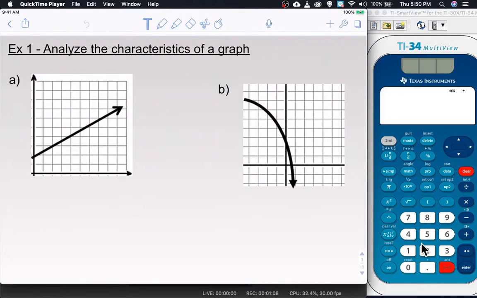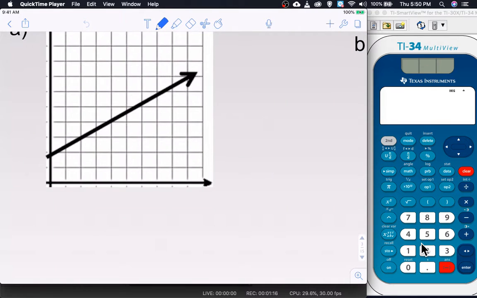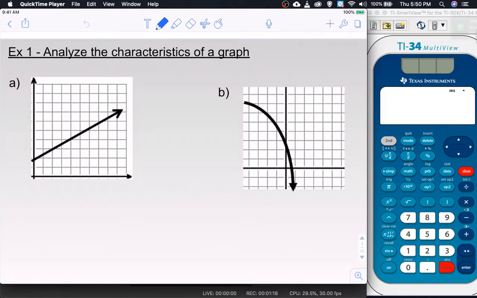So here we have a couple of graphs, and what we'd like to be able to do is describe what's going on in these graphs. So I'm looking at this first graph, and the first thing I notice here is this is linear.